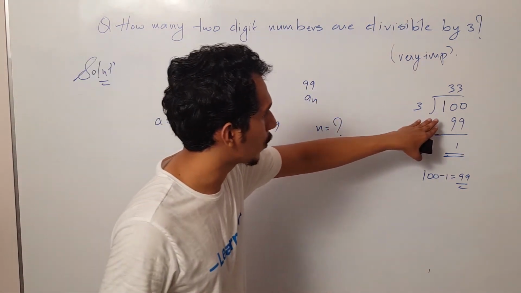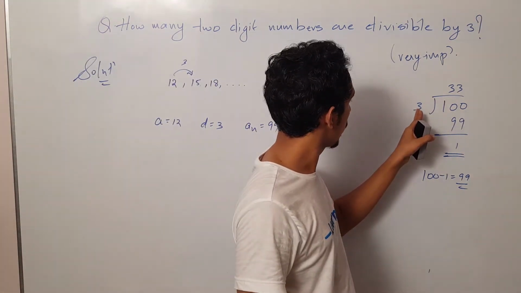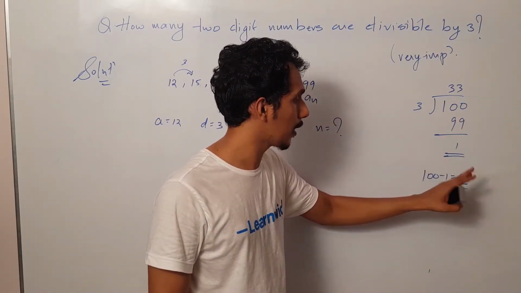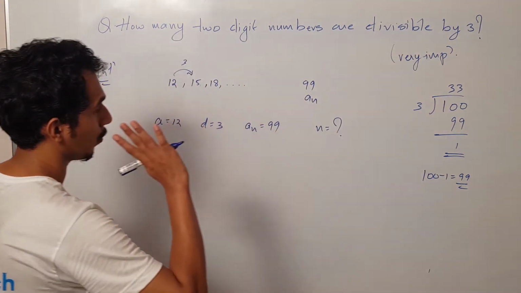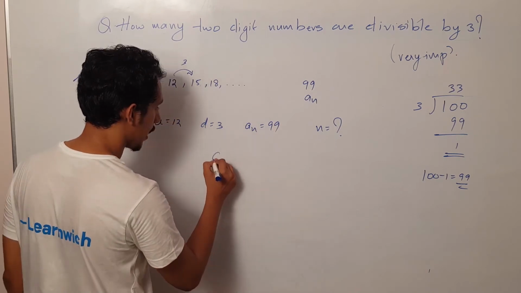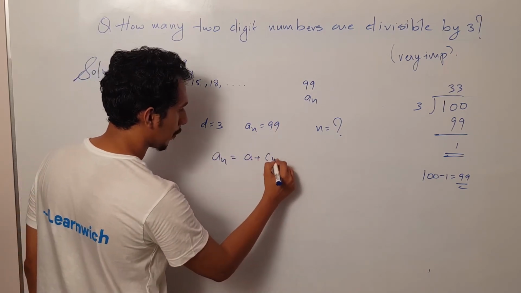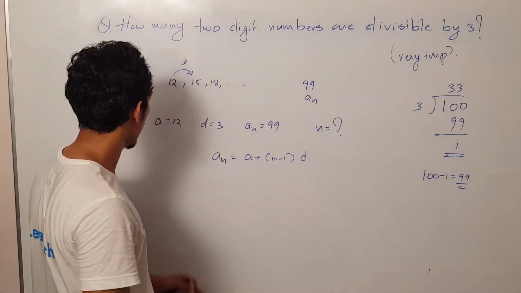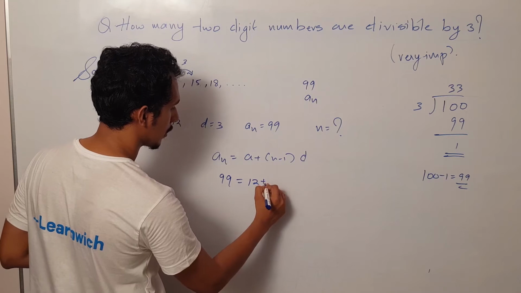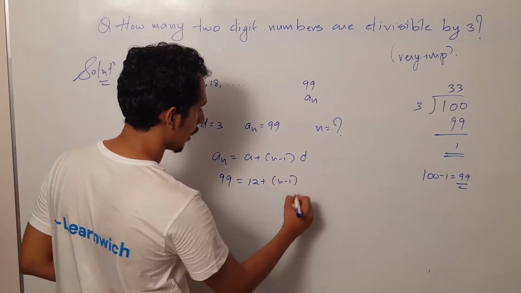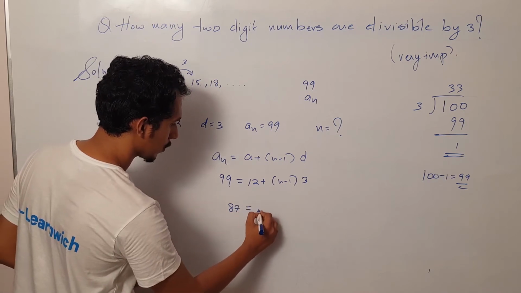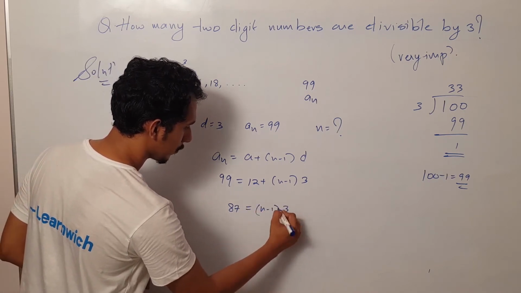The last number is 99. How did we find out? We took the first three-digit number, divided by 3, got the remainder, and subtracted the remainder from the number. You get 99, the last two-digit number divisible by 3. Now to find n, an is equal to a plus n minus 1 d. So an, 99, is equal to 12 plus n minus 1 into d, which is 3. So this will be 87 equal to n minus 1 into 3.